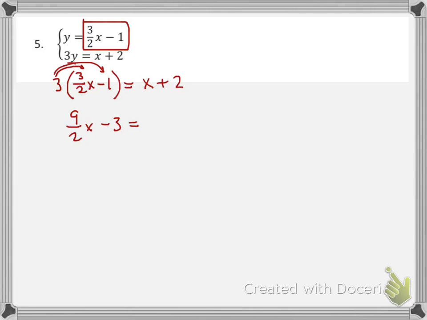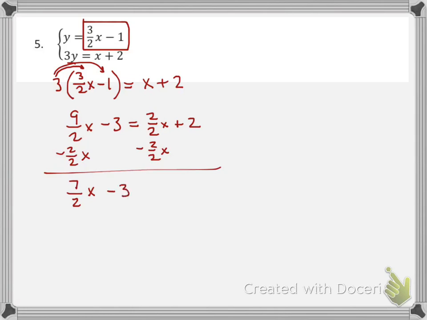Well, I know I'm going to have to move my x's, so I'm going to write 1x as 2 over 2x so that we have the same denominators, plus 2. Now I can subtract 2 over 2x from both sides. That leaves me with 7 halves x minus 3 equals 2. Then add 3 to isolate the x.